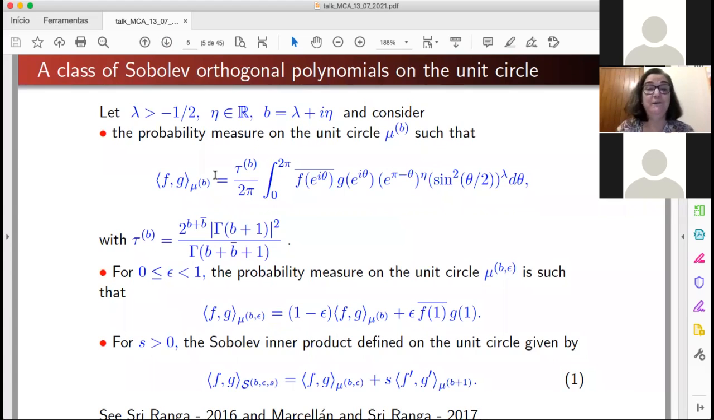So we are going to deal with the following measure. Take lambda greater than one half and eta a real number. We use this notation: b is equal to lambda plus i eta. We consider the measure mu b such that this inner product is given here, and here we can see the weight function of the measure mu b.